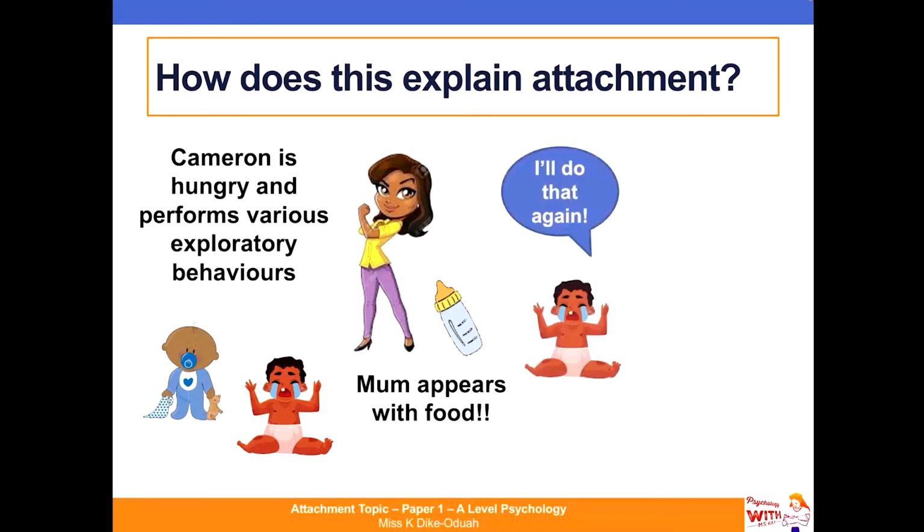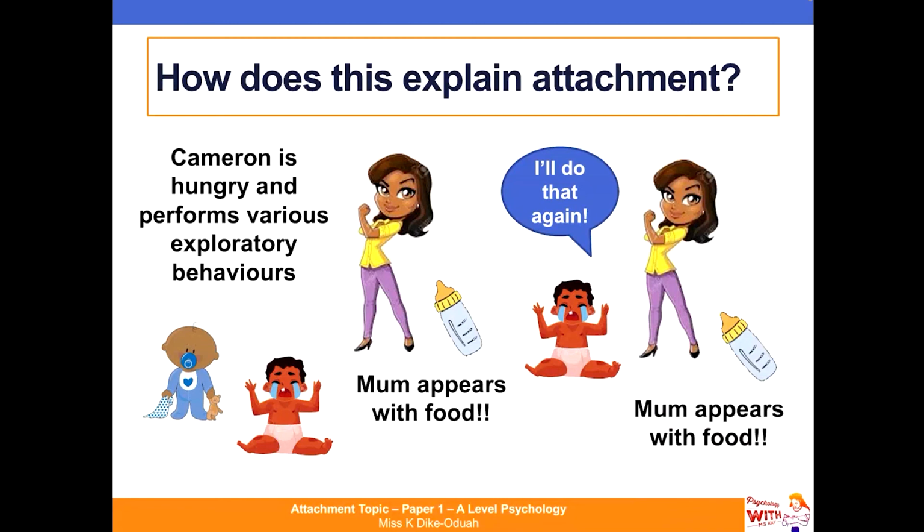Cameron realizes that anytime he wants his mother, anytime he needs to reduce that drive of hunger, he can just cry. So he says, well, I'm going to do that again. And the mum appears with food. And we can see that he's learned that his behavior, i.e. crying, has produced some sort of consequence that is beneficial to him, and he's learned to repeat that particular behavior.